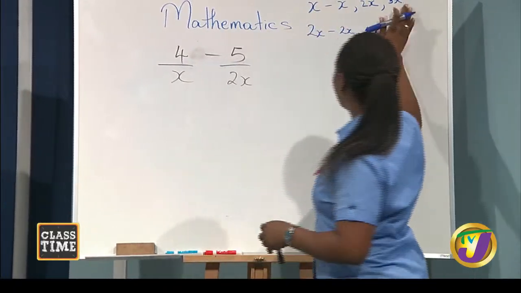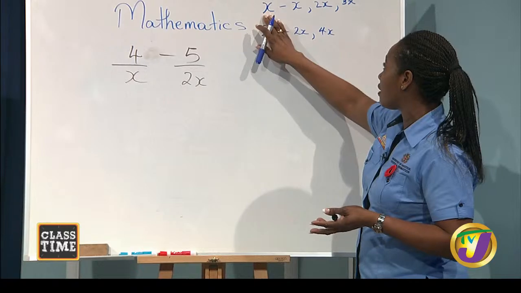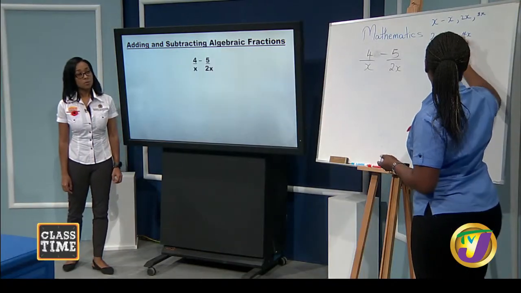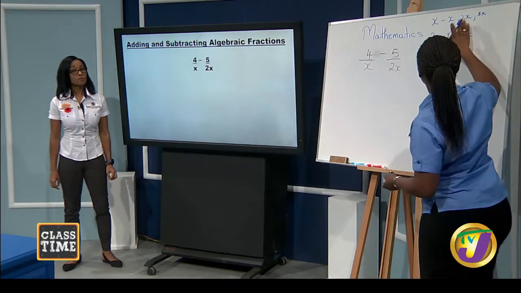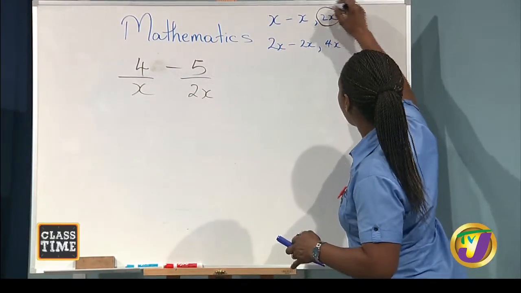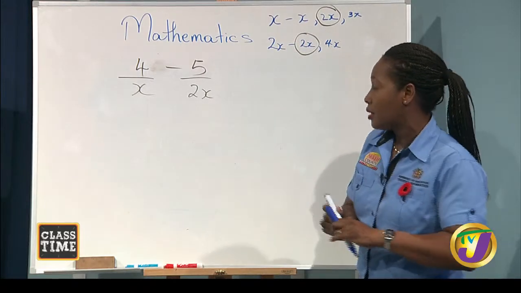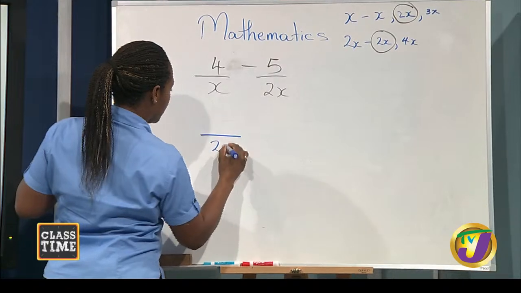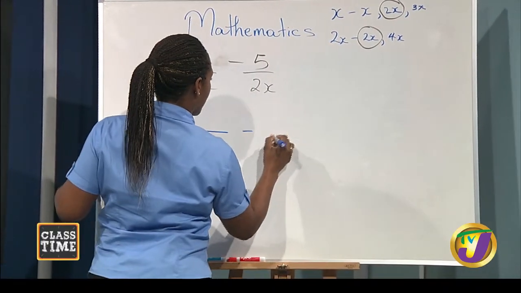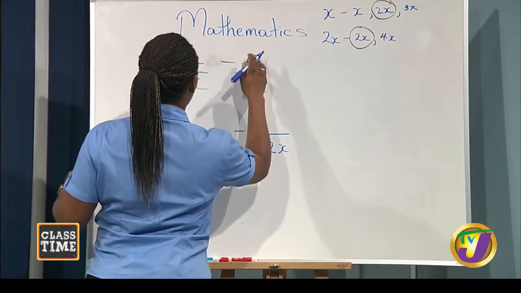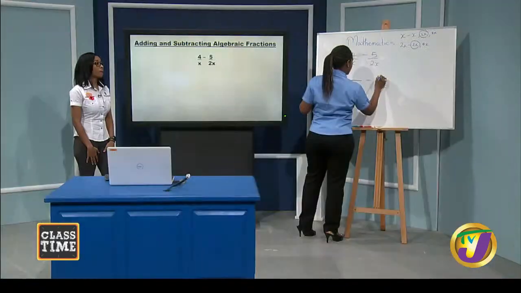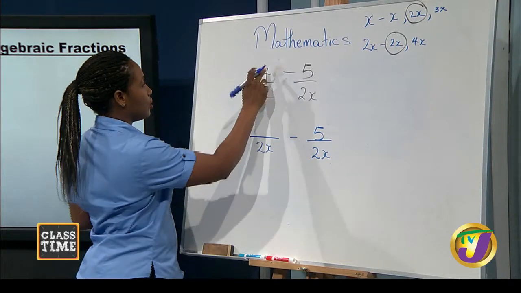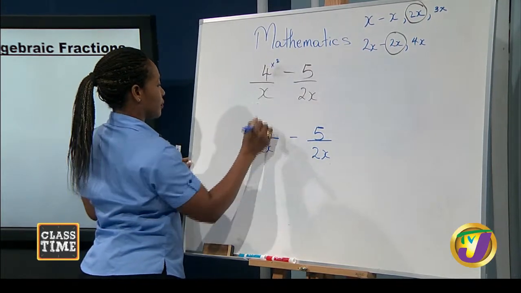But here, I've listed the multiples of x, which are x, 2x, 3x, and we could continue. Multiples of 2x: 2x, 4x, and right away we could see that 2x is common to both denominators, so we can rewrite them from the same family, which is 2x, and then we can operate. So of course, over 2x, the 5 remains. Now x divided into 2x gives me 2. 2 times 4 is 8. There you go.